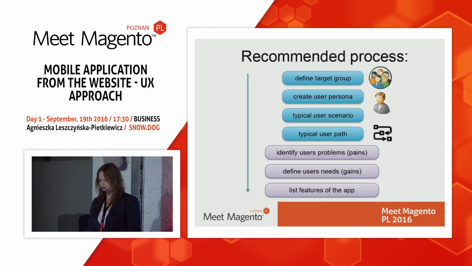So after you do that, you should also identify user problems, what they really need to have. So you define their needs. If you have problems, you obviously have their needs. And based on the needs, you should list features of the app. Obviously the aims of the company, the sales department and the CEO are important. But if we talk about details in the application, users will use the application only if it's useful for them.